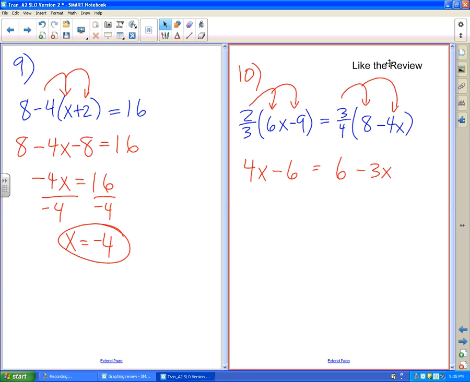Okay. Because this is a -3x, we're going to add 3x. So we get 7x minus 6 equals 6. Add 6 to both sides.